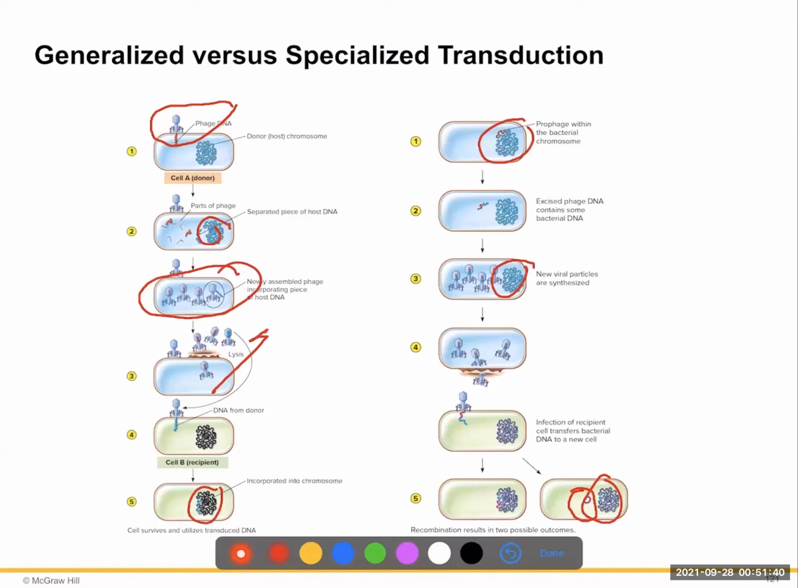Okay, there are 2 different outcomes that can occur with that one. That can be either incorporated into it, just like the generalized, or it can have a special one outside of it, depending on how the virus duplicates itself.